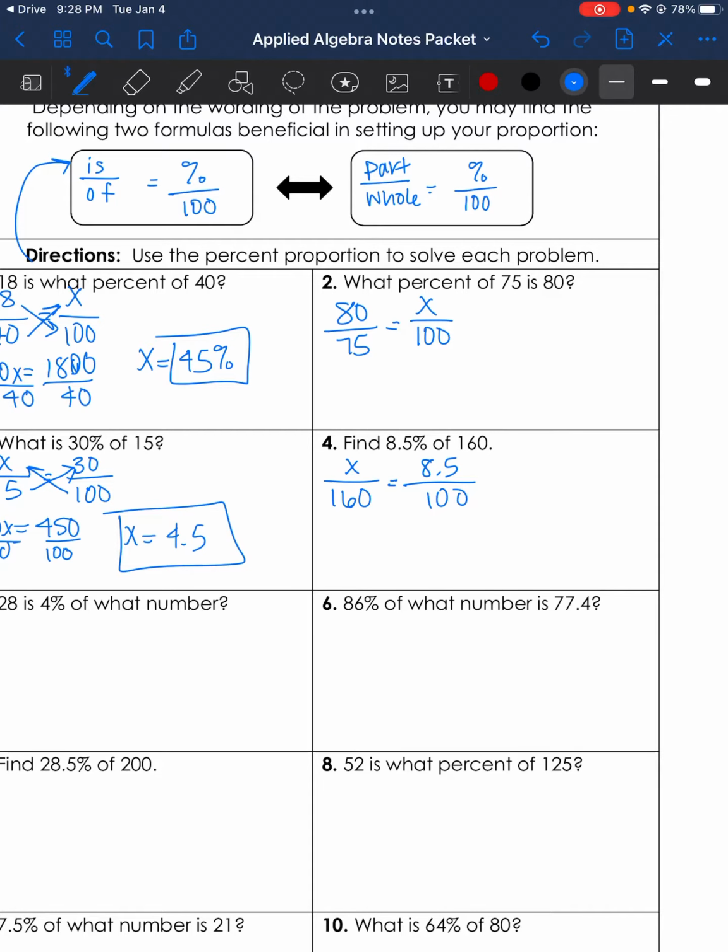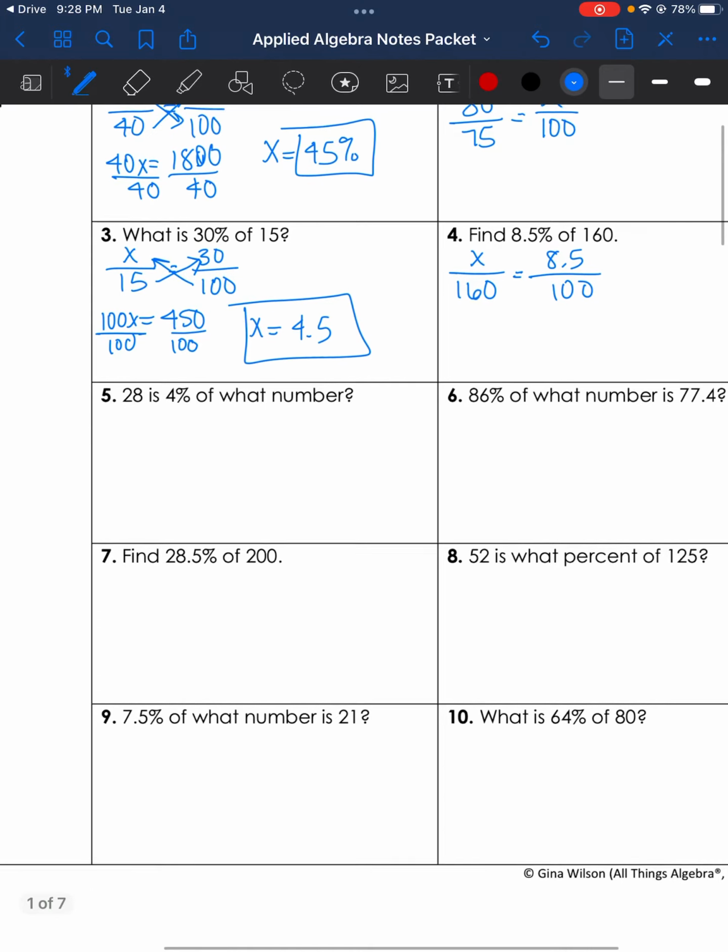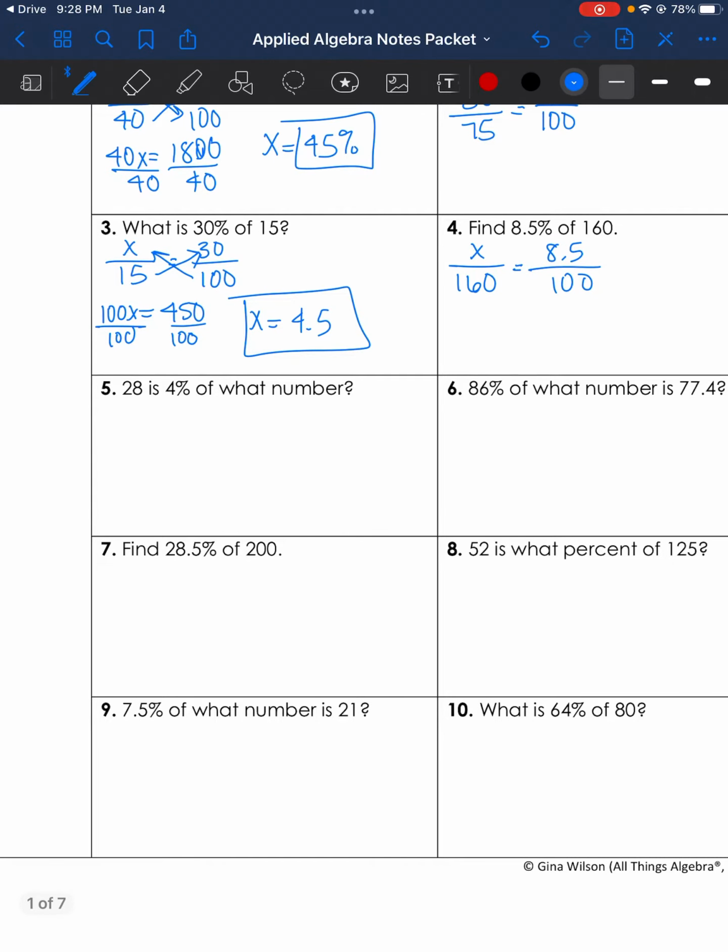Okay, there's your setup there. Go ahead and do your cross multiplying, solving for x like you do. Let's do one more here, number 5, and then I'll help you set up number 6, and then I'll let you do the rest of these on your own.